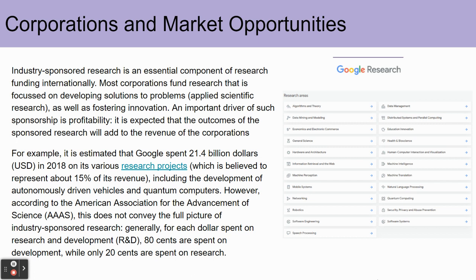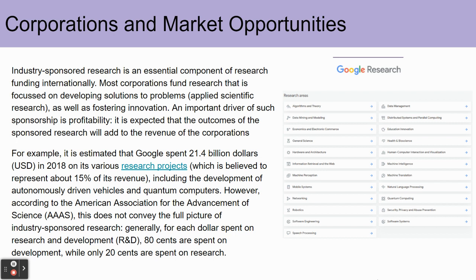Next, we're going to look at some more corporations and market opportunities and how they influence research. Industry-sponsored research is an essential component of research and the way that it's funded internationally. Most corporations fund research that develops solutions to problems, as well as fostering innovation. An important driver of the sponsorship of this research is profitability, so the outcomes of this research will add to the revenue of the corporation itself.